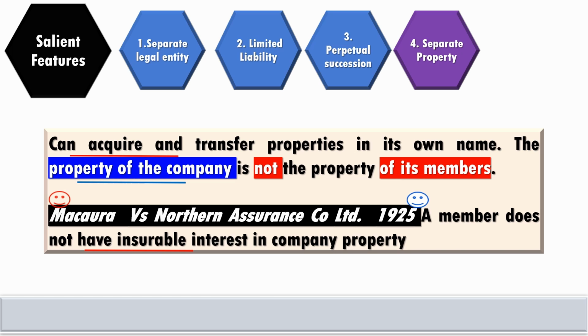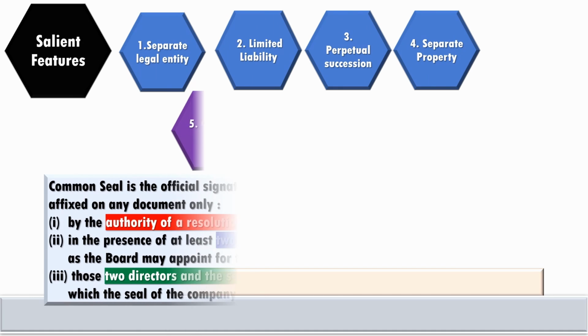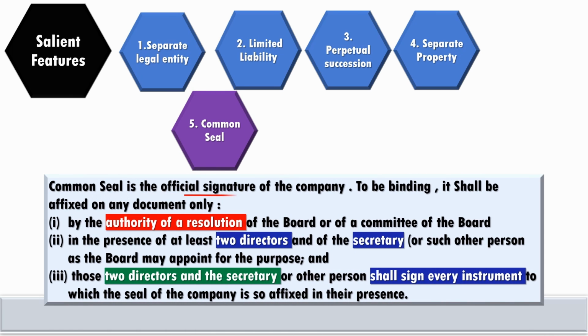an insurable interest. Common seal is the signature of the company. It has to be affixed following the procedure prescribed. That should be a resolution passed by the board or a committee of the board, and the authorized people have to sign off confirming that the stamp was affixed in their presence.